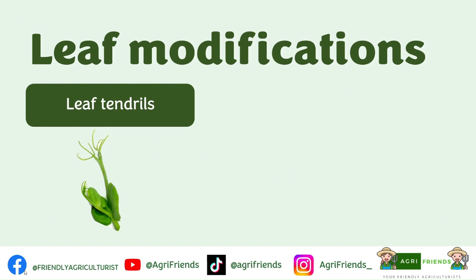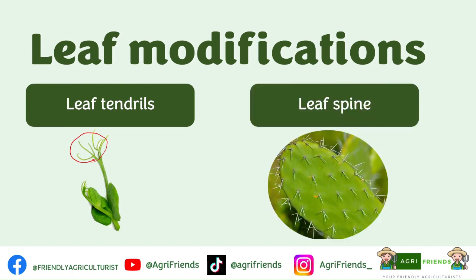For the leaf modifications, we have leaf tendrils. So similar with the stem tendril, the function of this leaf tendril is to aid the weak stem by attaching to surfaces. So this is the leaf tendril, and instead of producing a leaf or leaflet, they are modified into thread-like structures. Next is the leaf spine.